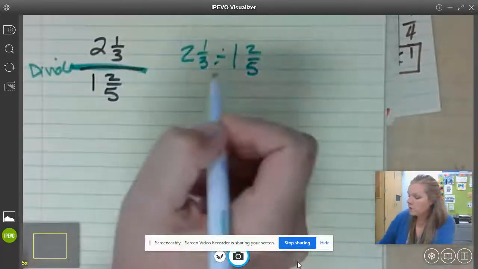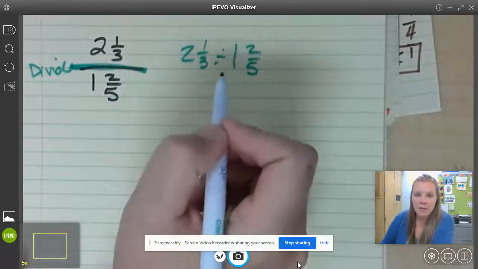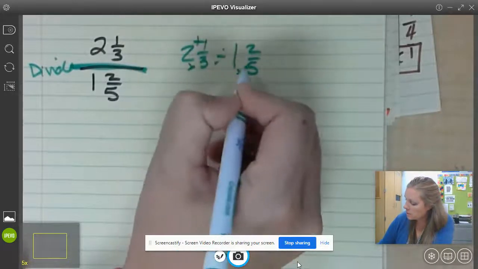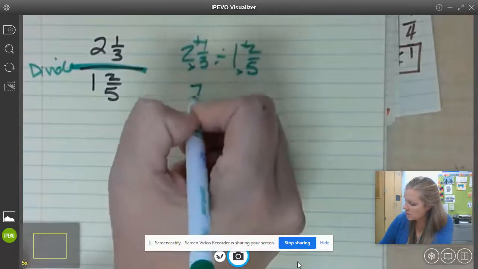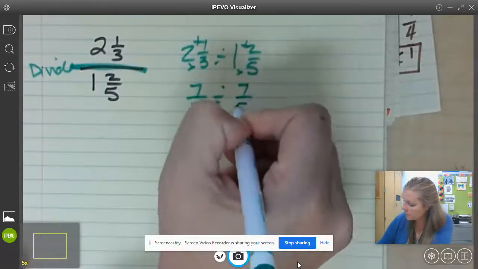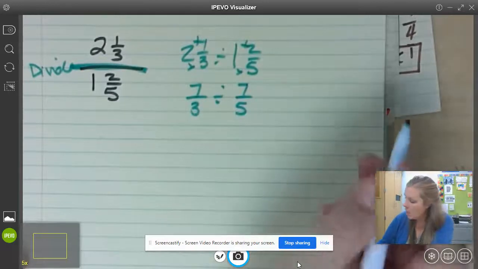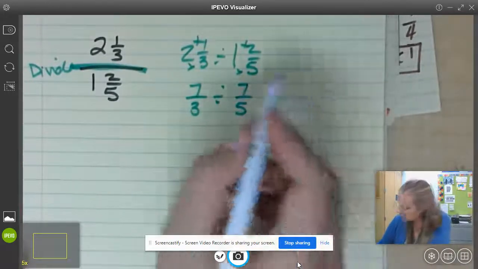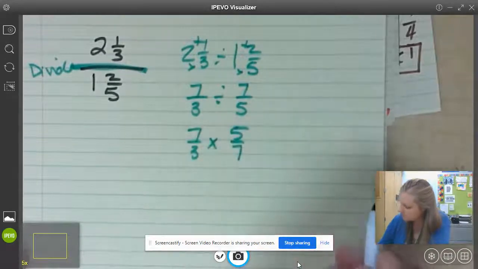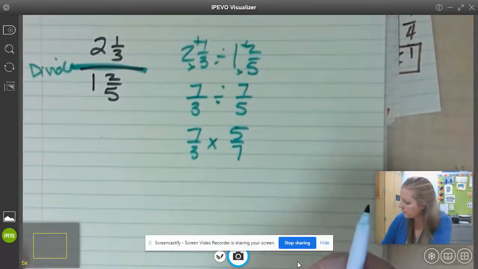And then what we do is, when we're dividing, we don't have mixed numbers. And so I'm going to start by making these both improper fractions. This becomes 7/3 divided by 7/5. And then we're going to flip the second and multiply. So 7/3 times 5/7. These are called reciprocals again.